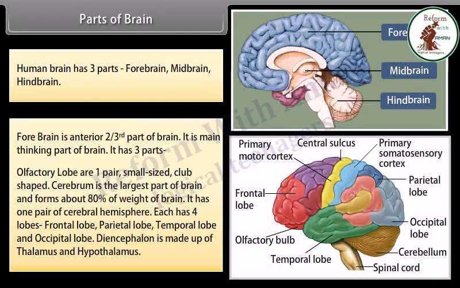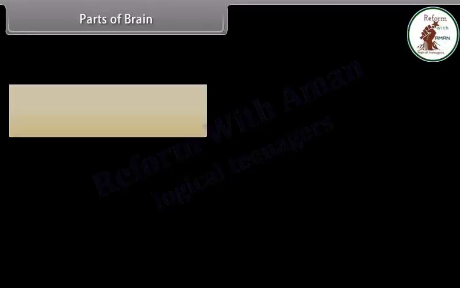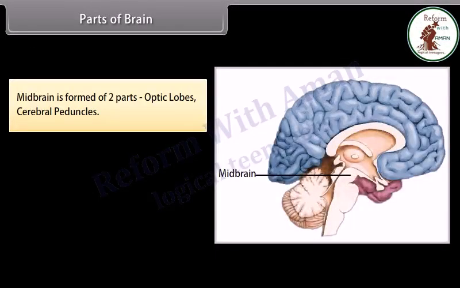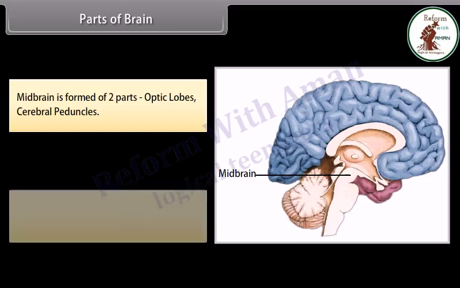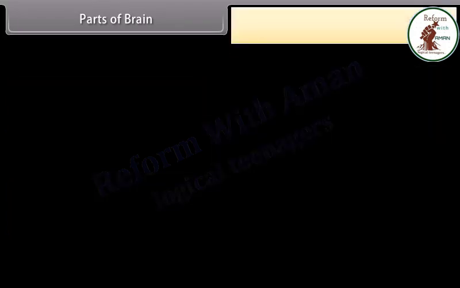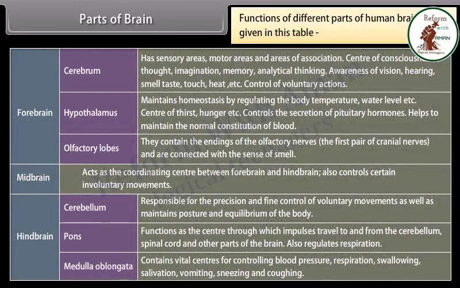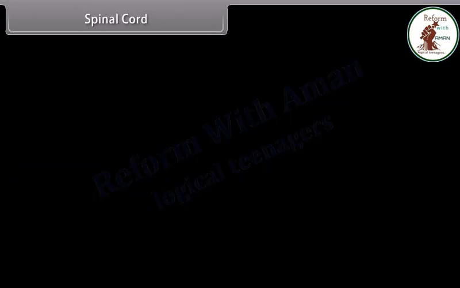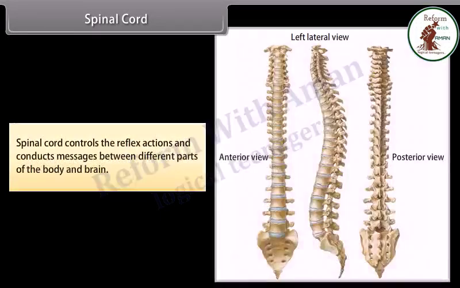Diencephalon is made of thalamus and hypothalamus. Midbrain is formed of two parts: optic lobes and cerebral peduncles. Hindbrain also has three parts: cerebellum, pons, medulla oblongata. Functions of different parts of human brain are as given in this table. Spinal cord. Spinal cord controls the reflex actions and conducts messages between different parts of the body and brain.